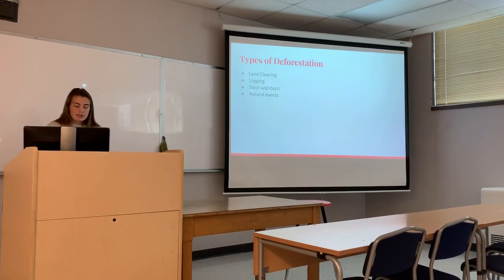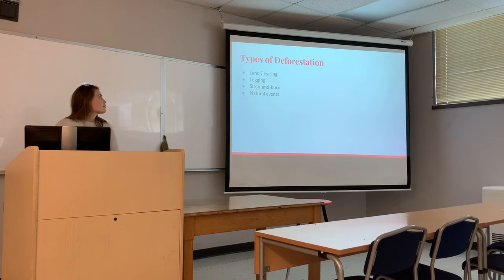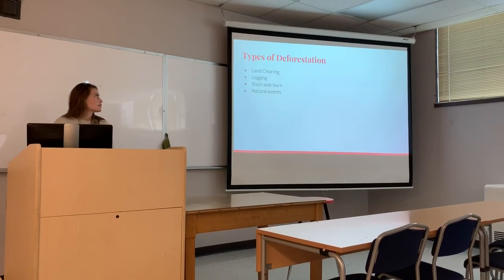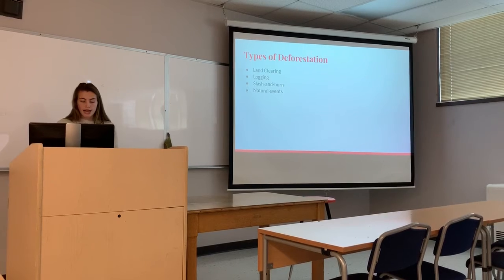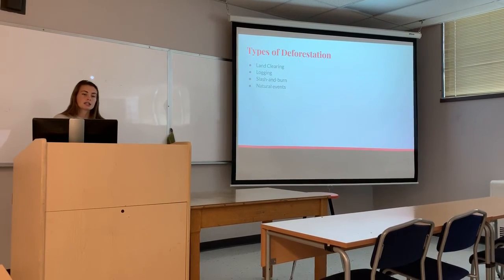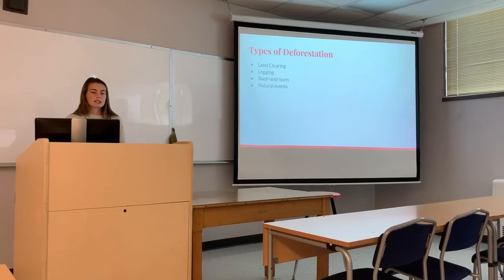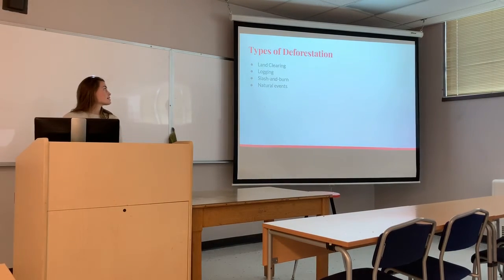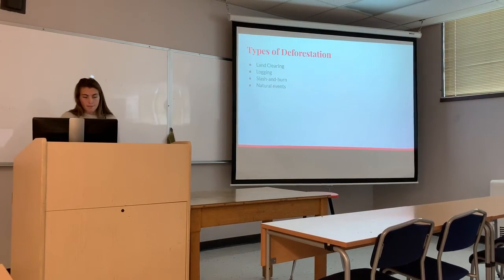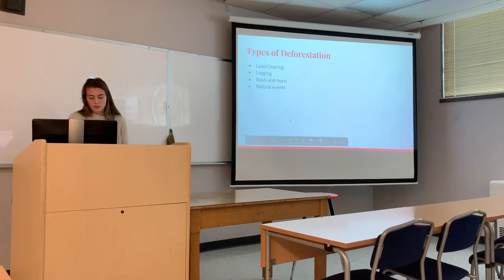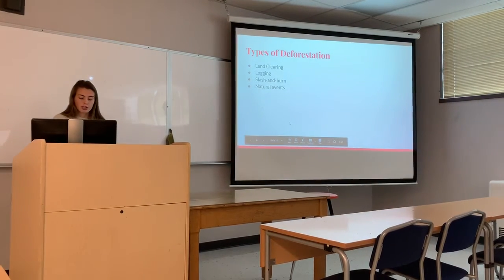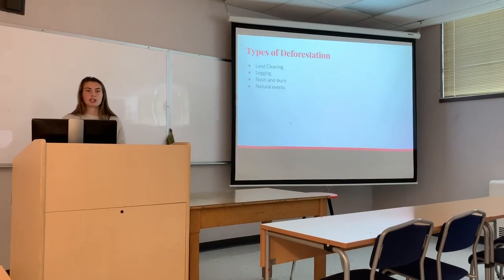There are different types of deforestation. The first one is land clearing. This is used for preparing for livestock, cattle. Second is logging, commercial logging for companies. Third is slash and burn. And the fourth is natural events, which can include volcanic eruptions, hurricanes, forest fires, climate change, and rainfall.